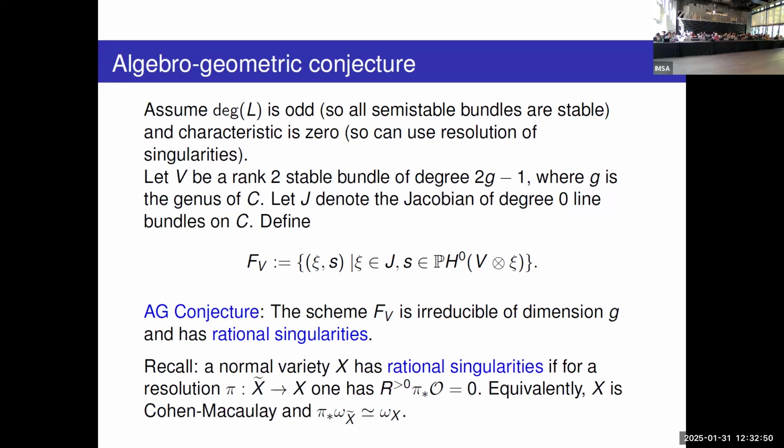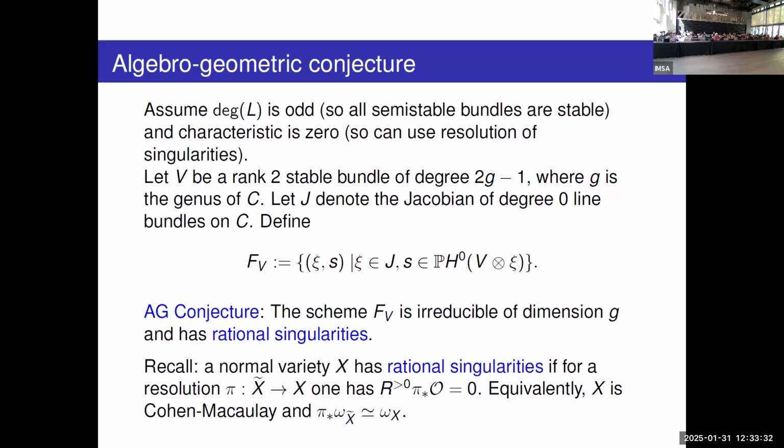So let me remind you quickly of the definition of rational singularities. It's given in terms of a resolution. You assume your variety is normal, you take some resolution of singularities, and then you take derived pushforwards of the structure sheaf. The higher derived pushforwards should be 0, so the full derived pushforward of the structure sheaf on the resolution should be just the structure sheaf of X. There is an equivalent characterization that the variety X should be Cohen-Macaulay, and in terms of the resolution, the usual pushforward of the dualizing sheaf on X twiddle should give the dualizing sheaf on X.